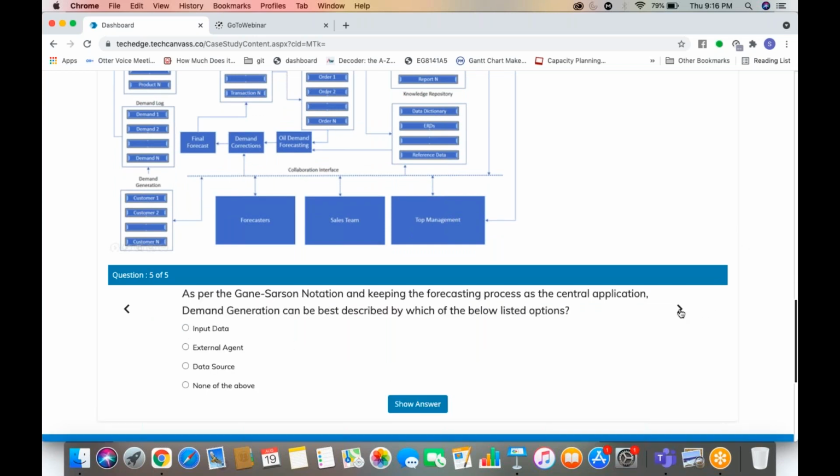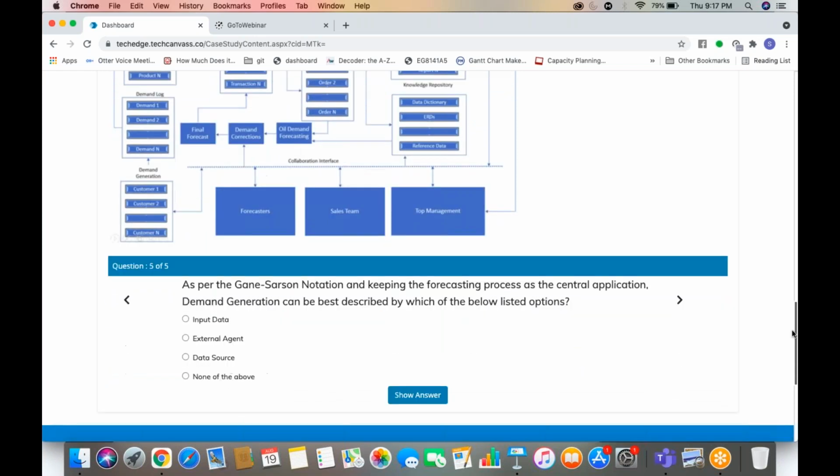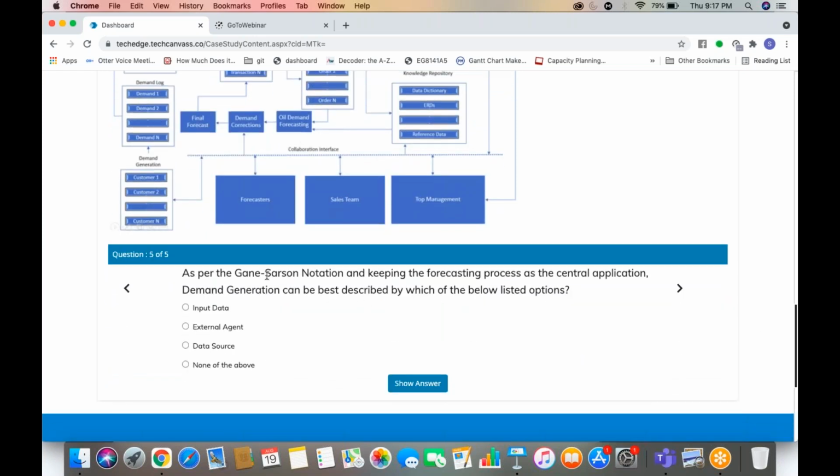Now let me go to the next question. As per Gane-Sarson notation, now you guys can see the question is from strategy analysis. Now it has come to a technique, and you see from this particular diagram it is a data flow diagram, and they are using Gane-Sarson notation. In the IIBA BABOK, you can see that there is a separate chapter on the notations. Now they're asking you, demand generation can be described as what? An input data, external agent, data source, or none of the above.